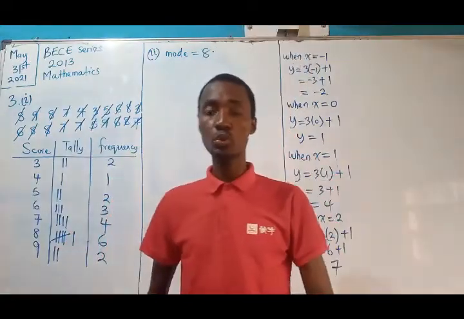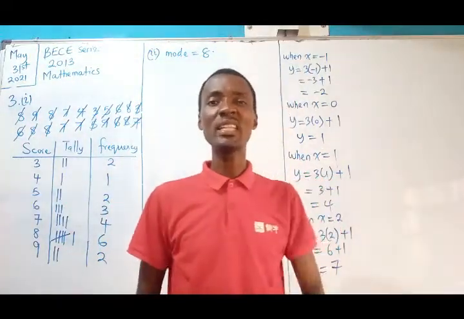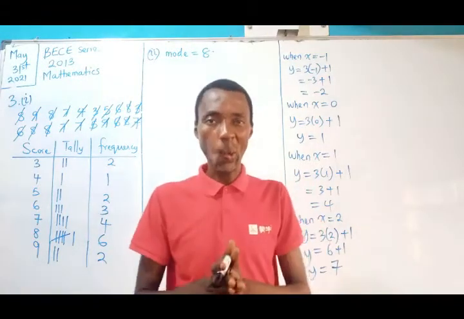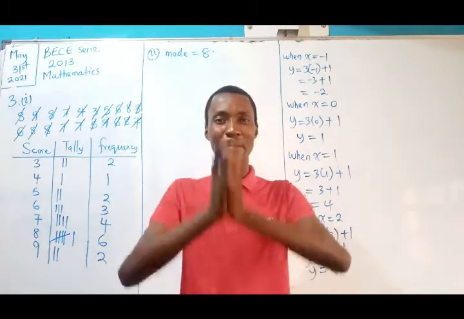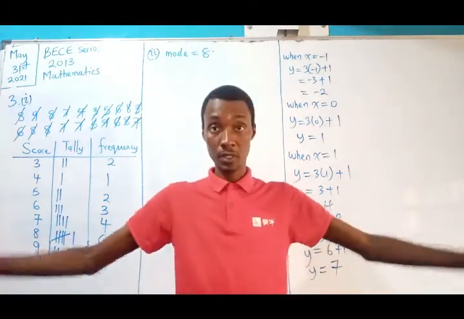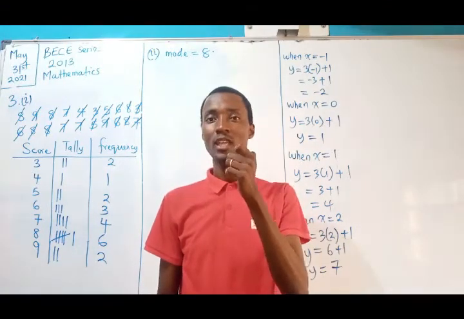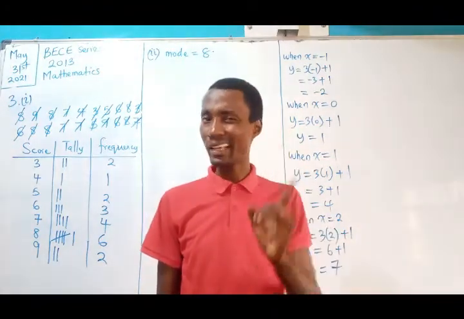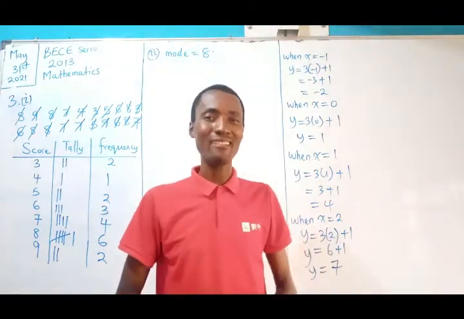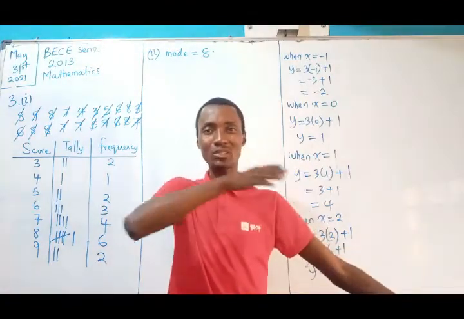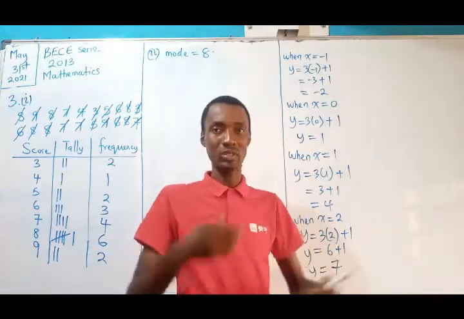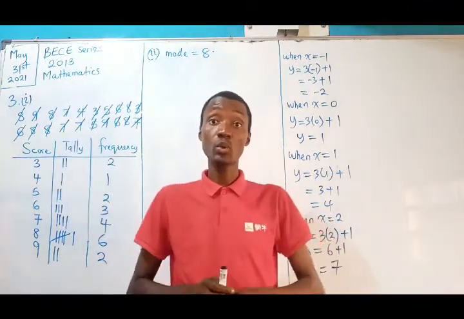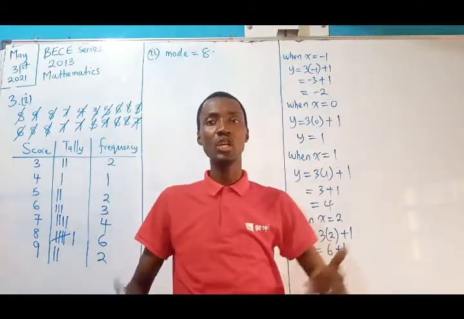In Roman figure 3 rather, we are told to look for the median. What is the median? The median is the score that occurs at the mid position of the distribution. So in your grade 7 or your JS3, you'd have been taught something we call rank or ranking. To rank is to arrange numbers in either ascending order or what? Descending order. By ascending we mean start from the lowest, climb to the highest. By descending we mean start from the highest and go to the lowest.